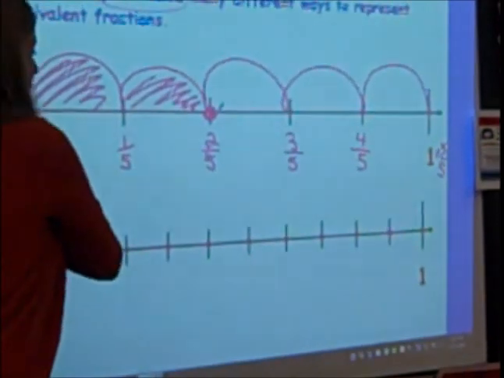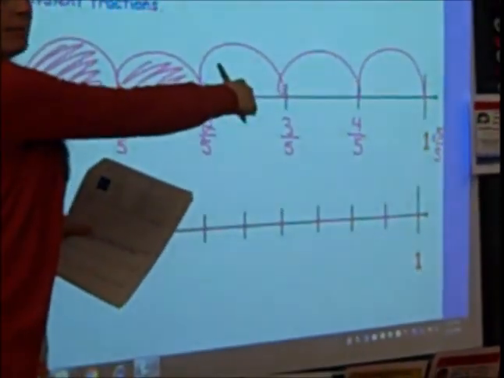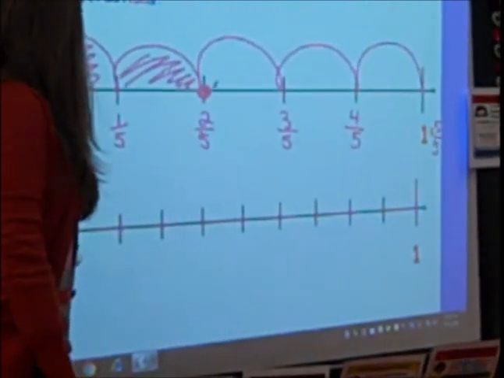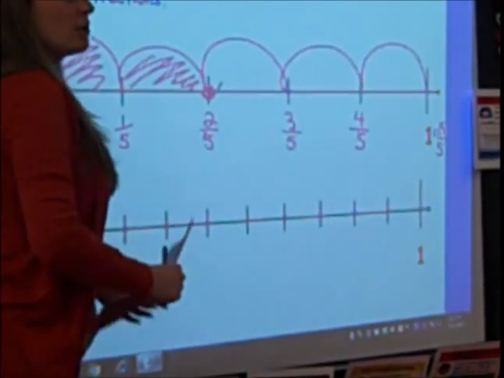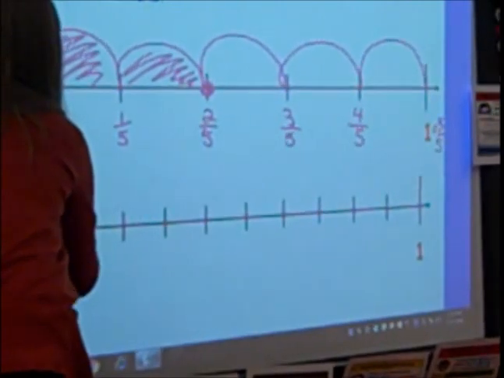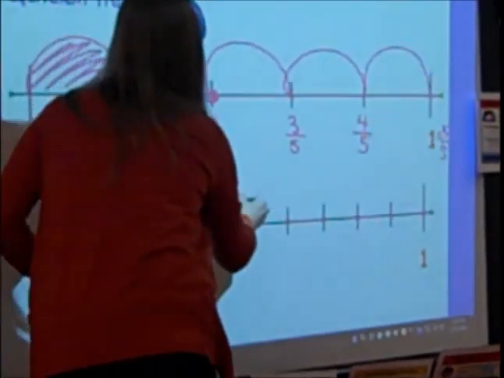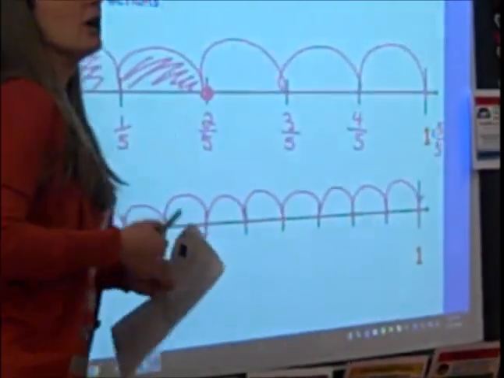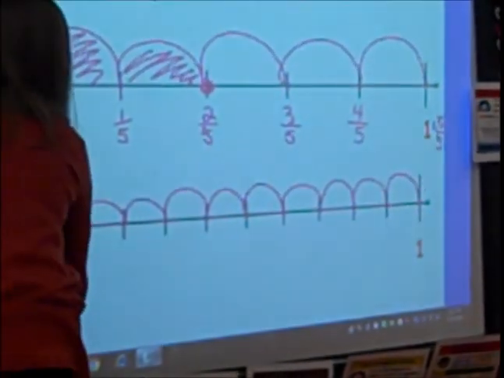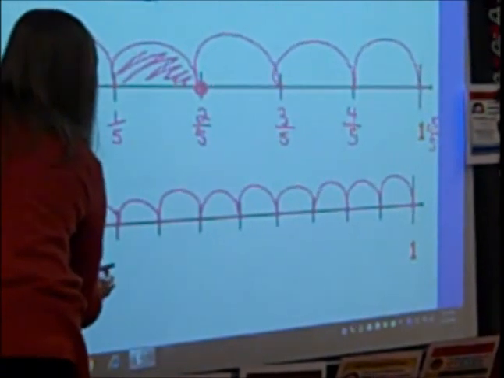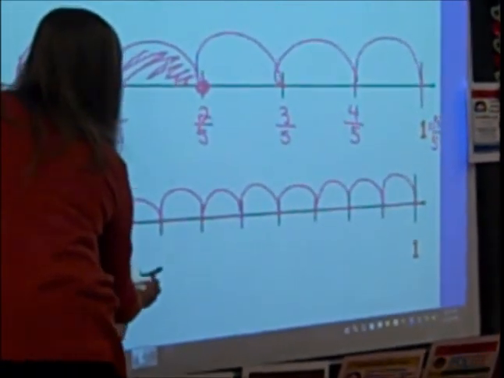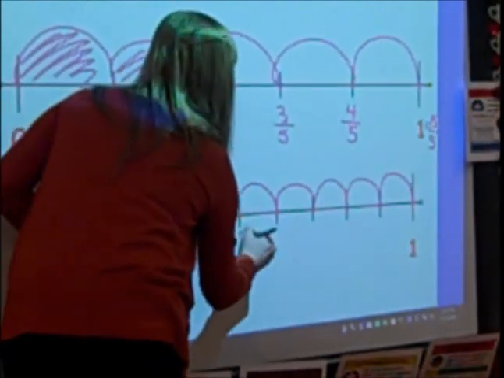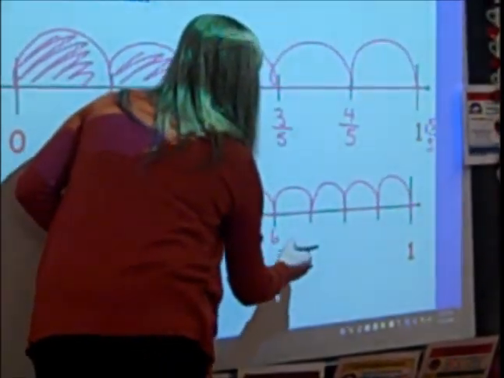Now, if I use the same size number line below, meaning the whole is the same size, do you see that I've just cut each fifth in half? So now how many equal parts do I have? Start at 0. 1, 2, 3, 4, 5, 6, 7, 8, 9, 10. 10 equal parts are called tenths. So then this would be 0 tenths, 1 tenth, 2 tenths, 3 tenths, 4 tenths, 5 tenths, and so on.